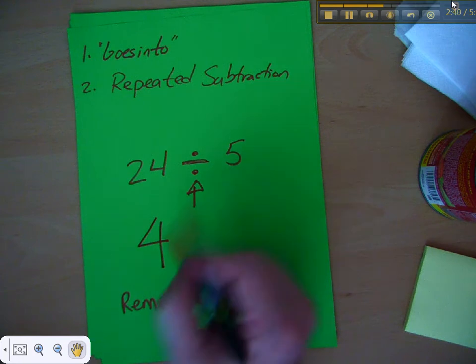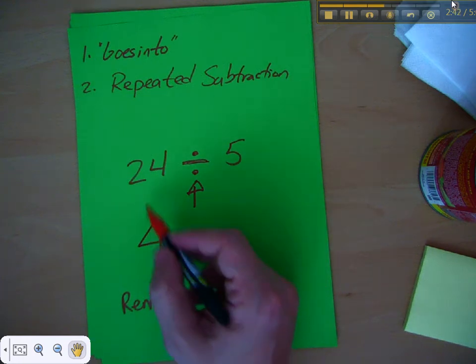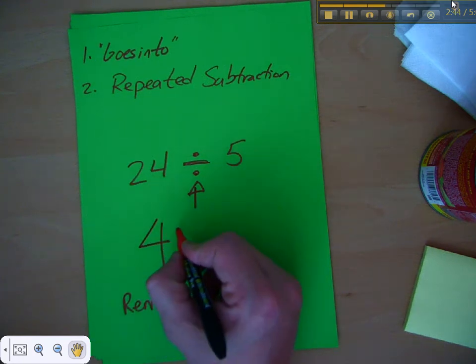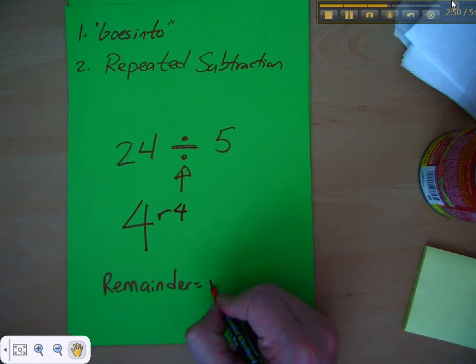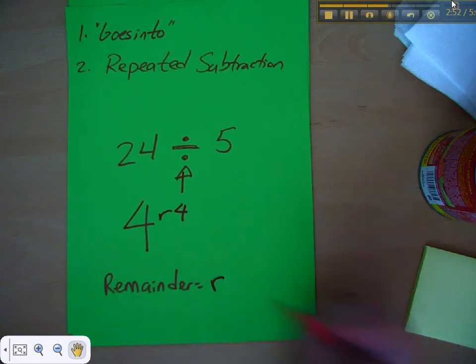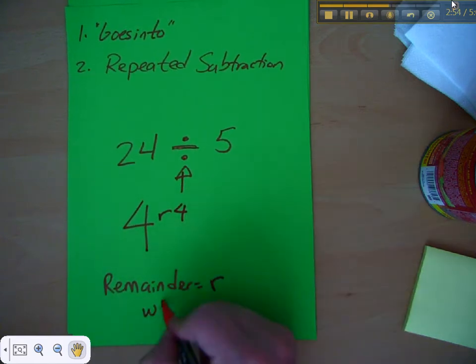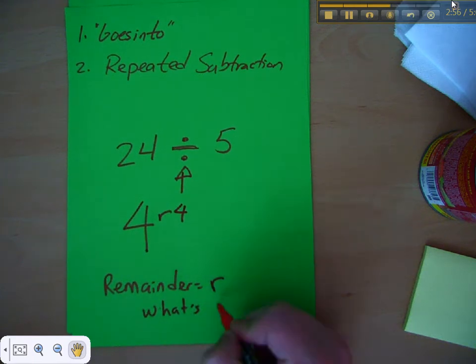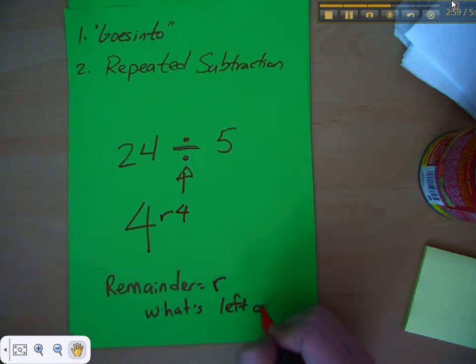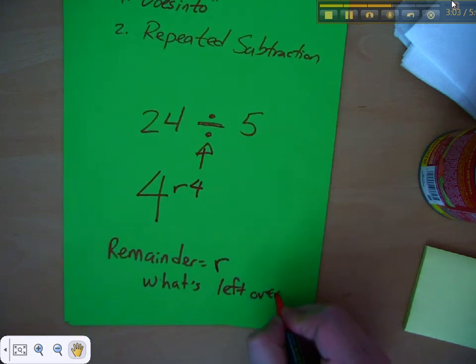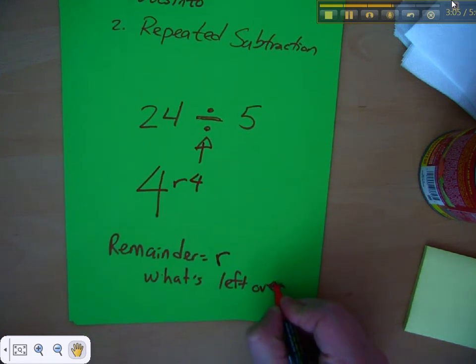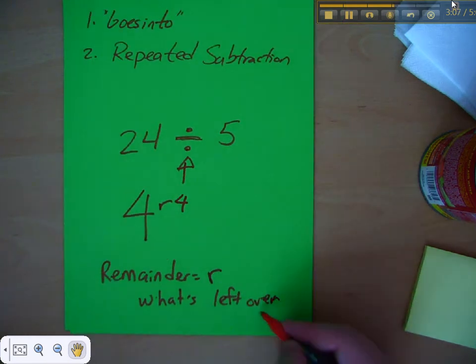Well, 5 times 4 is 20. And how far apart is that from 24? Well, it's 4 apart from 24. That's what's left over. That is what we call the remainder. And we write the remainder with a little r. And it literally means what's left over. Okay? So that's the Gazinta way. I'm having trouble writing that r. That is not a very good r, boys and girls.